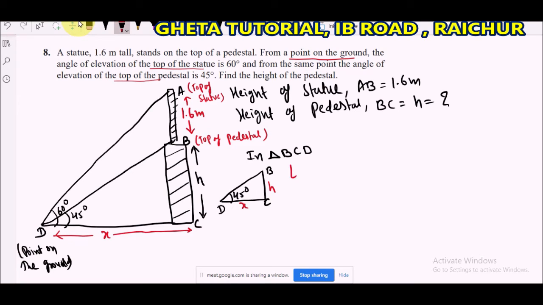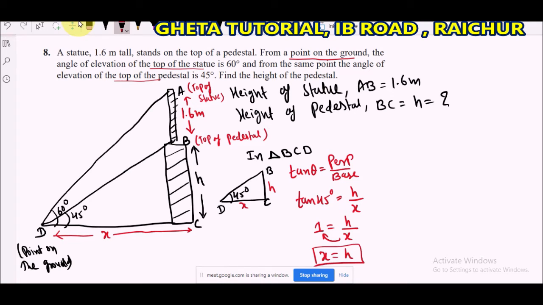So in triangle BCD, we know that tan theta is equal to what? Perpendicular by base. So tan 45, perpendicular here is H, base is X. So tan 45 is 1, equal to H by X. X multiplies, so X is equal to H. This is completed. The next triangle we should take now.